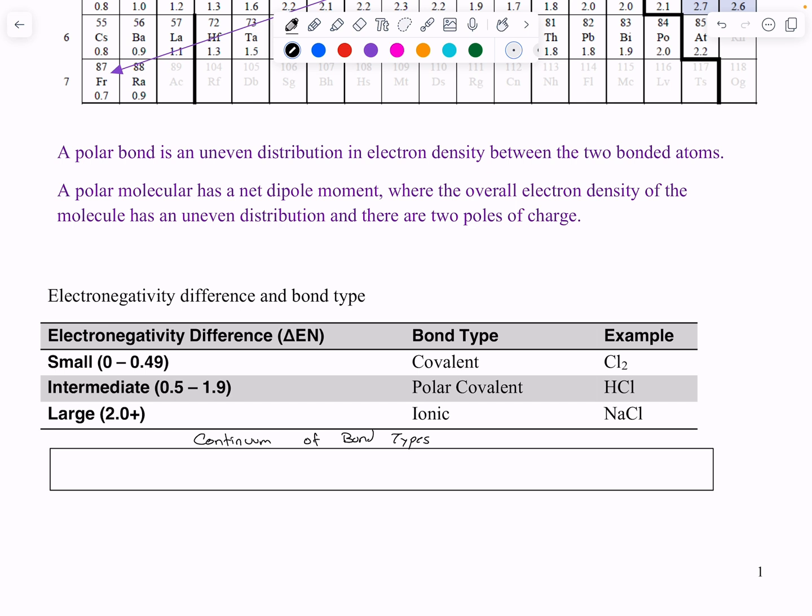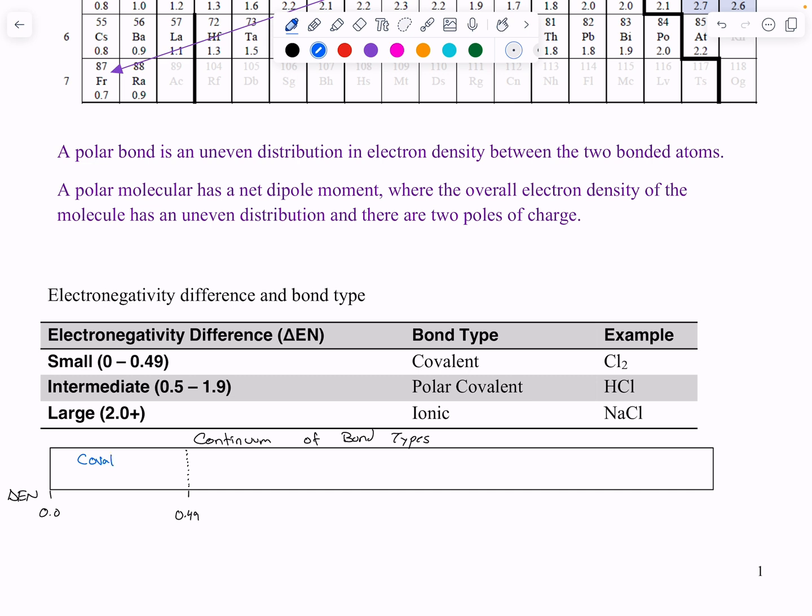Right. And down here is the delta EN, the electronegativity difference. 0 to 0.49, this would be the covalent. All right, okay, and equally shared in that range. So some examples, F2 to CH. Those are all equally shared. So, right, that's an equally shared.